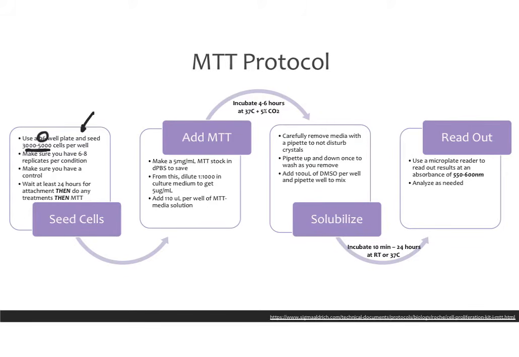But the important thing is that every well must have the same number of cells, because it is affected by the number of cells. So you cannot change the number of cells unless it's actually your experimental condition to change the number of cells. MTTs also require a lot of replicates to get good error bars. So you should make sure you have like 6 to 8 replicates for each condition. And you should also make sure, as always, that you have an appropriate control, because without a control, your MTT is not going to be able to be analyzed.